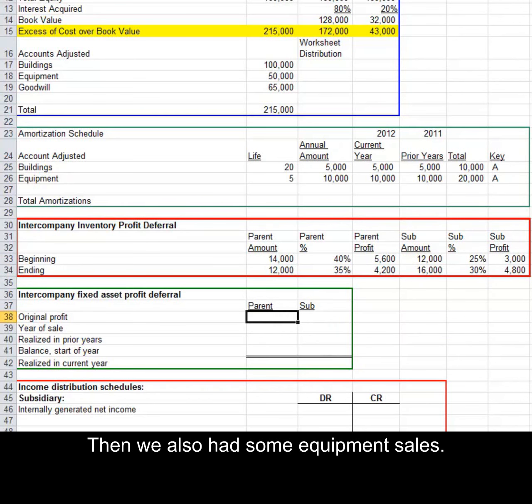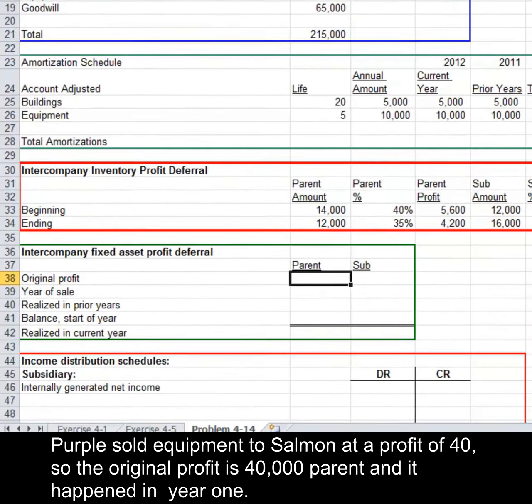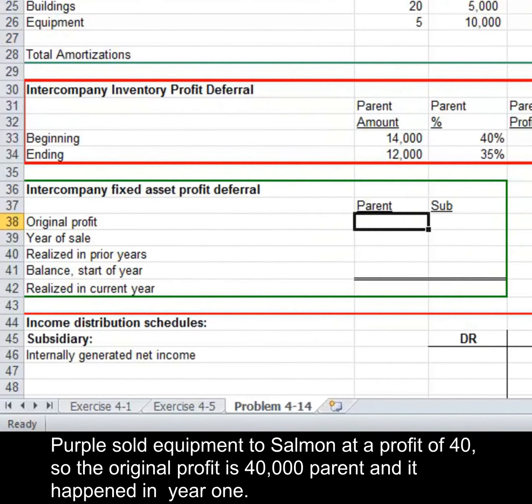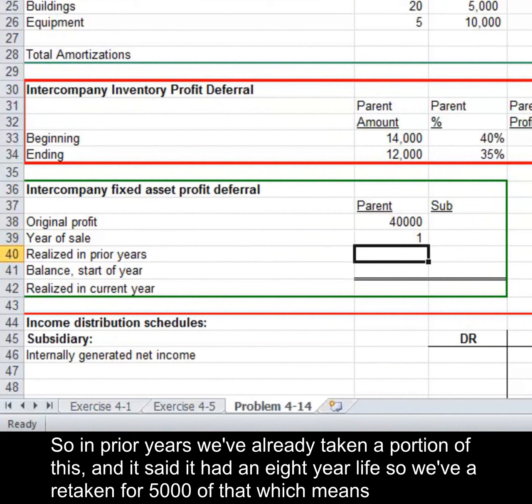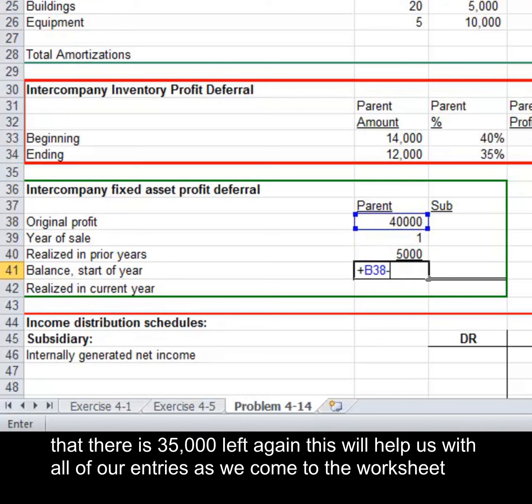Then we also had some equipment sales. Purple sold equipment to Salmon at a profit of 40. So the original profit is 40,000 at the parent, and it happened in year 1. So in prior years, we've already taken a portion of this, and it had an 8-year life. So we've already taken 5,000 of that, which means that there is 35,000 left. Again, this will help us with all of our entries as we come to the worksheet if we fill this all in up front.